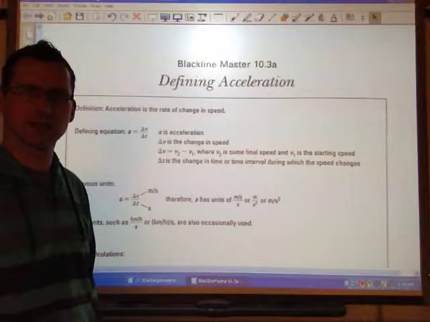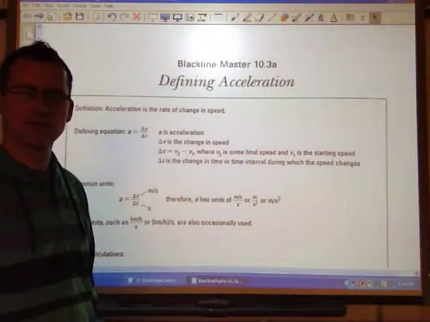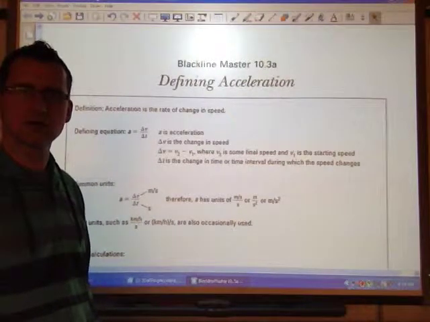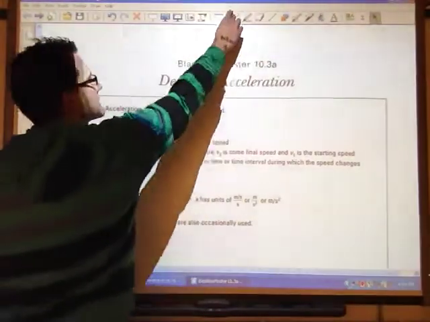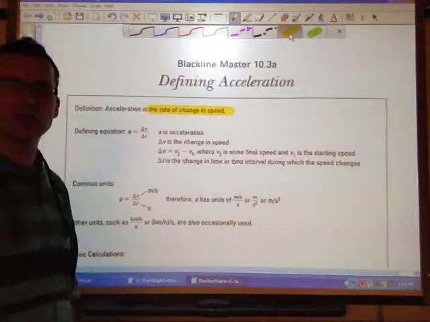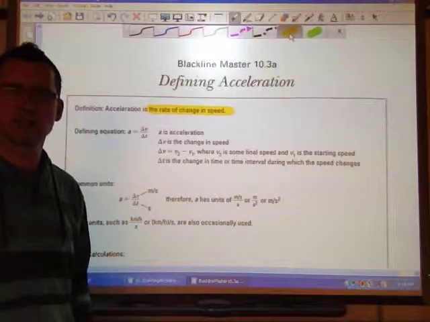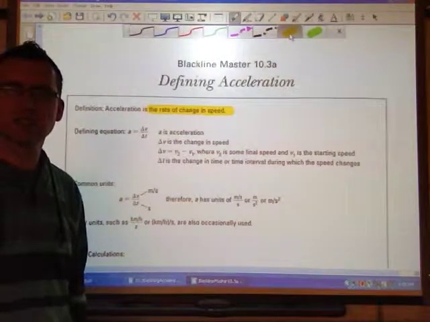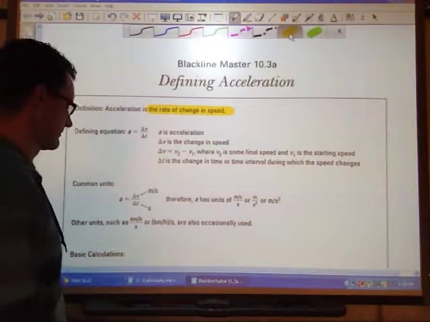The term deceleration that we use in an everyday sense is simply acceleration. So a better way to think of acceleration is in terms of a rate of change of speed. So whether you're increasing speed or decreasing speed, changing speed is acceleration.